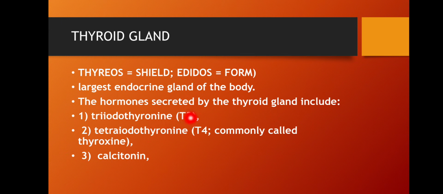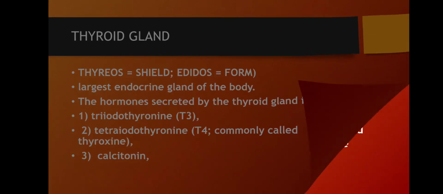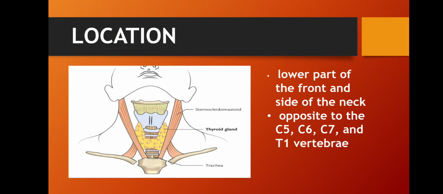So T3 is also known as triiodothyronine. T4 is also known as thyroxine, and the third one is calcitonin. So this is the introduction part which you should write in your examination. And next, we are coming to location.